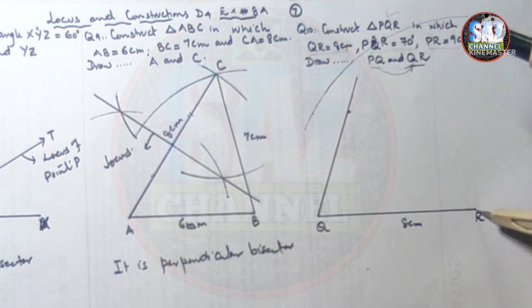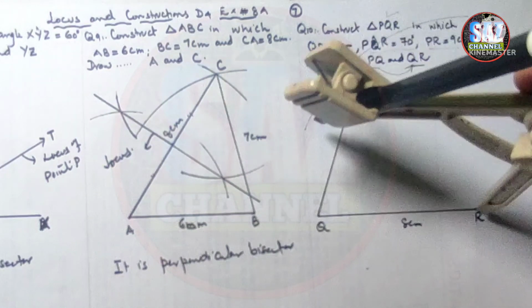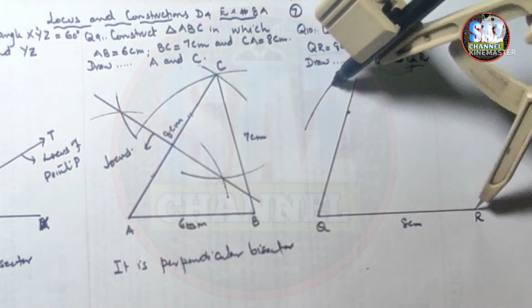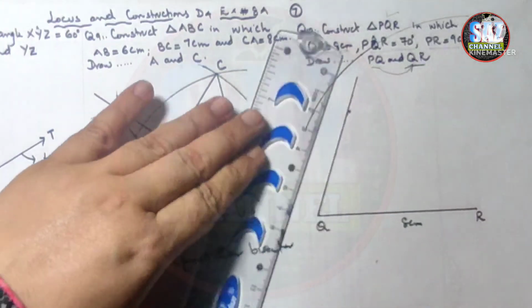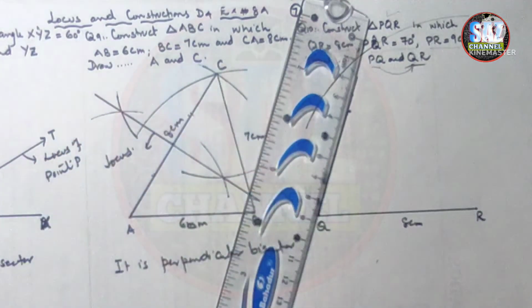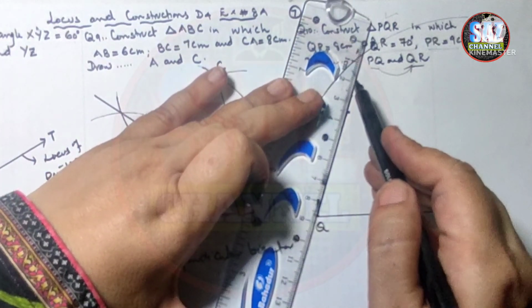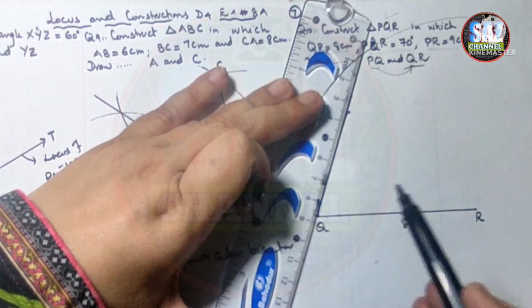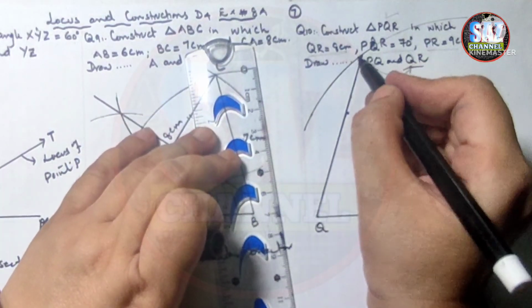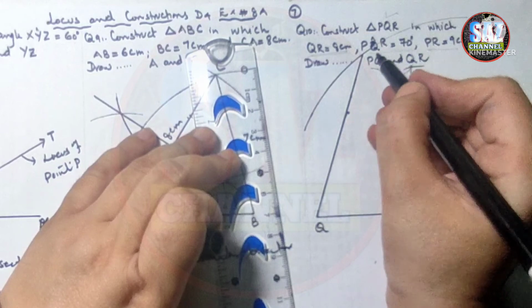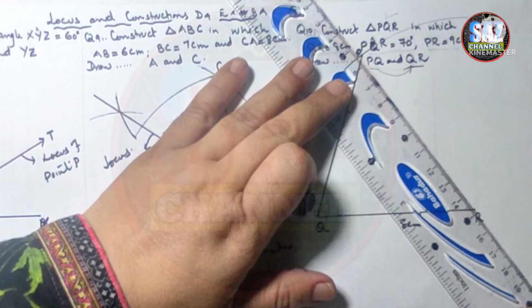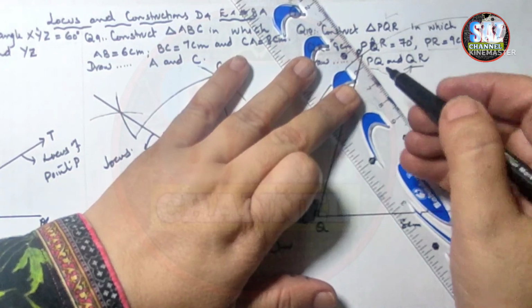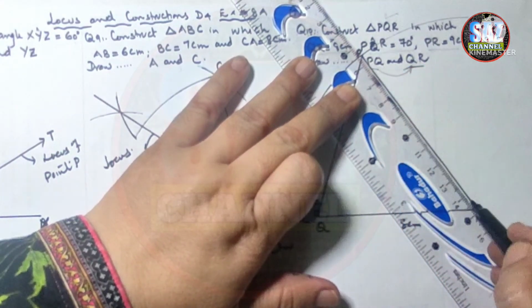By chance my arc is going into my working, but I have the solution with me. Let me first extend this line. I hope this line will not go into the working. Okay, always try to find the solution to your problem. This is the position of letter P, and then join P with R. This is 9 centimeter.